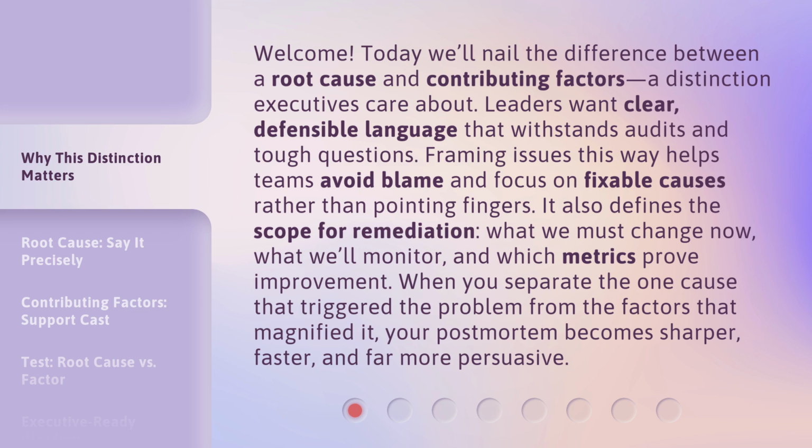Leaders want clear, defensible language that withstands audits and tough questions. Framing issues this way helps teams avoid blame and focus on fixable causes rather than pointing fingers. It also defines the scope for remediation: what we must change now, what we'll monitor, and which metrics prove improvement. When you separate the one cause that triggered the problem from the factors that magnified it, your postmortem becomes sharper, faster, and far more persuasive.